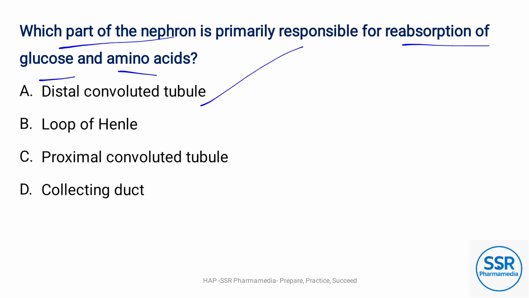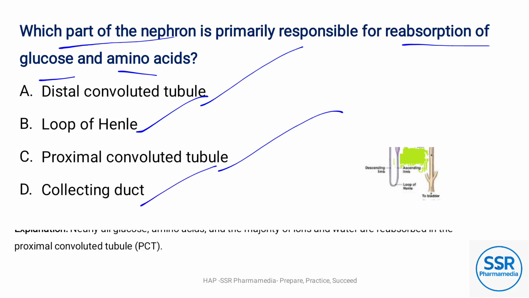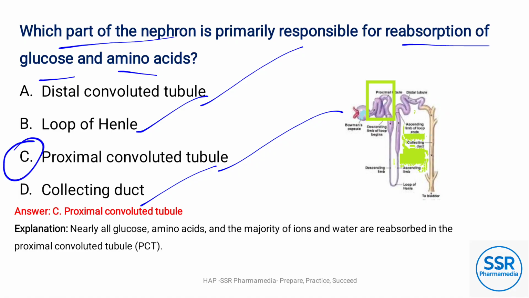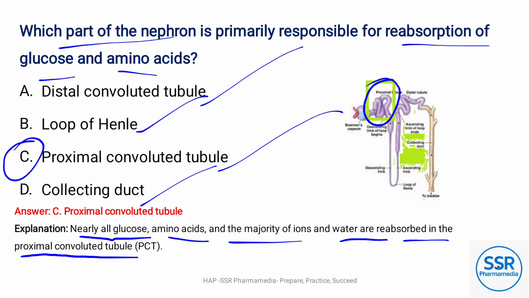Next, which part of the nephron is primarily responsible for reabsorption of glucose and amino acids? Option A, distal convoluted tubule. Option B, loop of Henle. Option C, proximal convoluted tubule. Option D, collecting duct. So the answer is option C, proximal convoluted tubule. Nearly all glucose, amino acids and the majority of ions and water are reabsorbed in the proximal convoluted tubule. So here the absorption of water, ions, amino acids and glucose takes place.